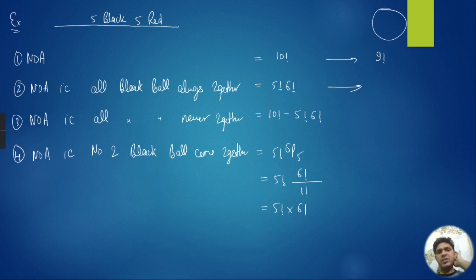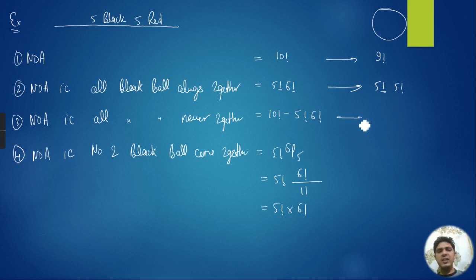For this, first I have to arrange all the black balls. We are given 5 black balls, which can be arranged in factorial 5 ways. Now we have a group of 5 black balls, and we have to arrange 5 red balls plus one group of black balls. That means 5 plus 1, that is 6. In how many ways can I arrange 6 objects in a circle? 6 minus 1, that is 5 factorial. So the answer will be 5 factorial.